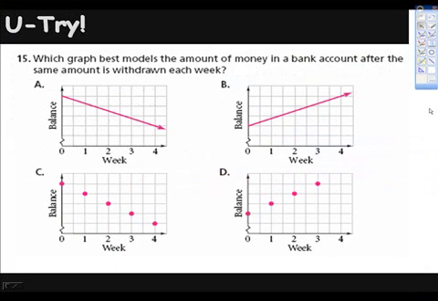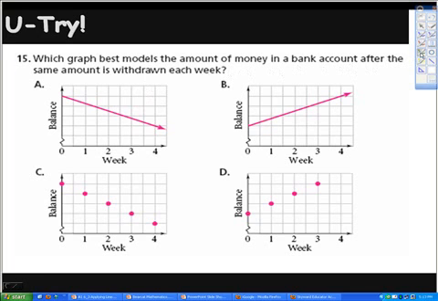All right, let's see. Which graph best models the amount of money in a bank account after the same amount is withdrawn each week? Well, if we withdraw money, it's not going to be continuous. It's going to be more of a unit by unit kind of thing. It's going to be discrete. So it can't be this one because this is going up. We're not going to have more money in the bank if we're withdrawing.